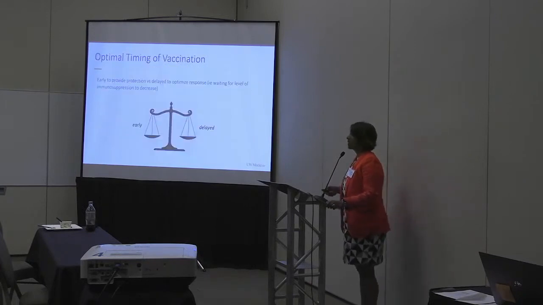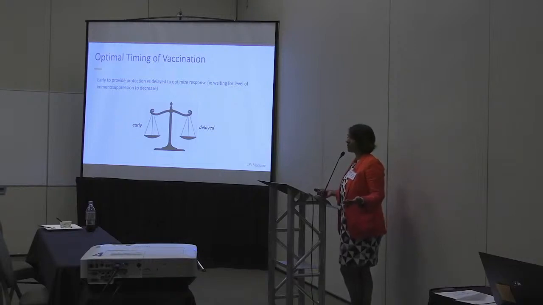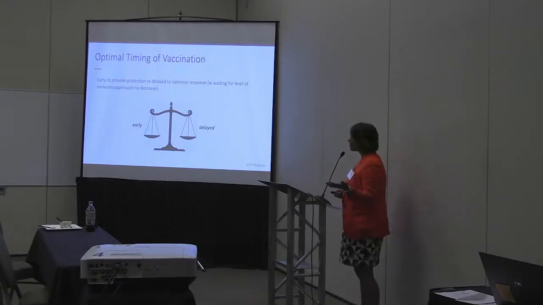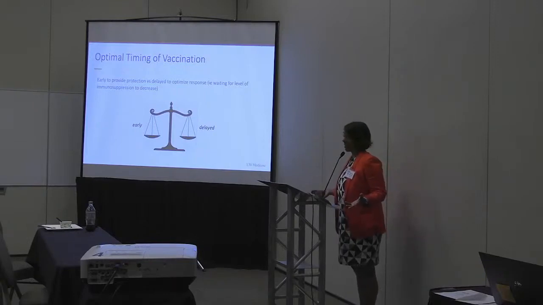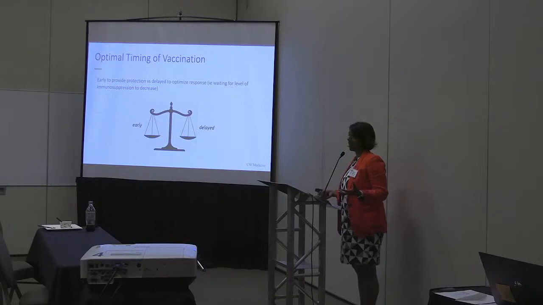The other thing we have to consider in patients who are immunocompromised is timing of vaccines. If we give somebody a vaccine who's just had an organ transplant, it may not be the best time for them to mount a response. But we also want them to be protected. So how do we weigh the benefits of early versus delayed? Ideally, we want to get them vaccinated before they get immunosuppressed, so they have that response before they go into a transplant, for instance.